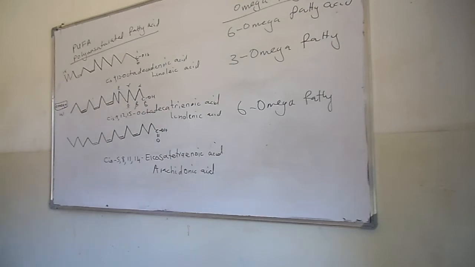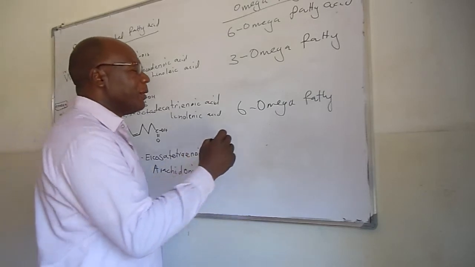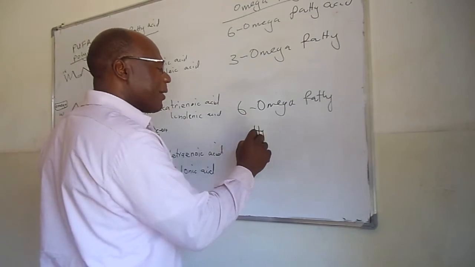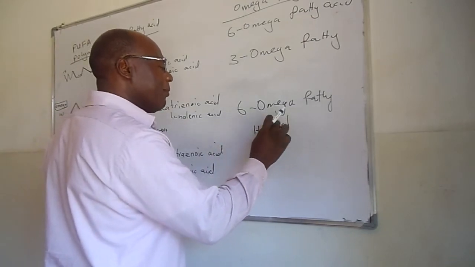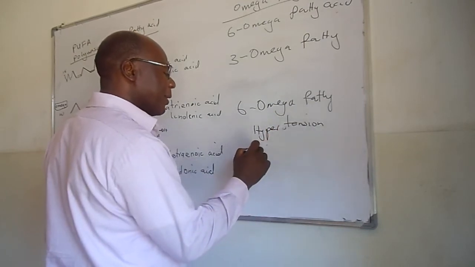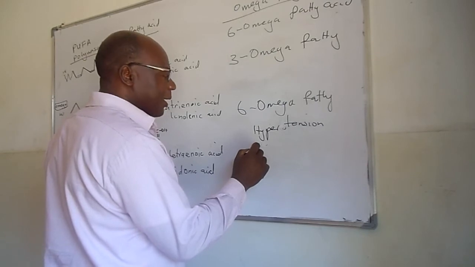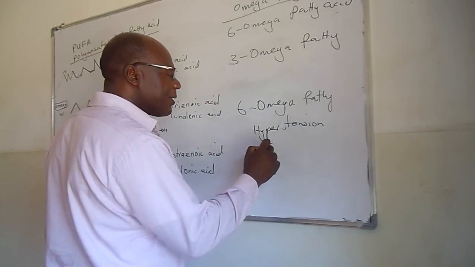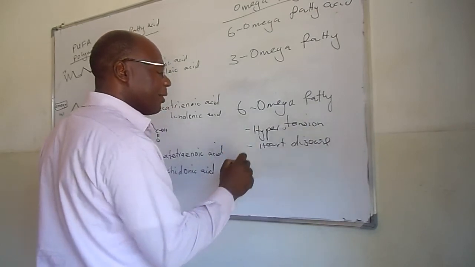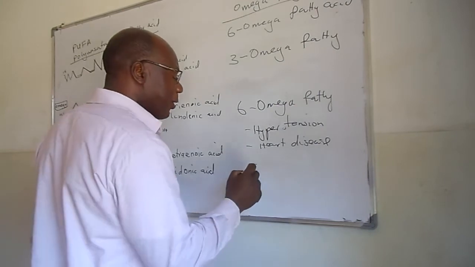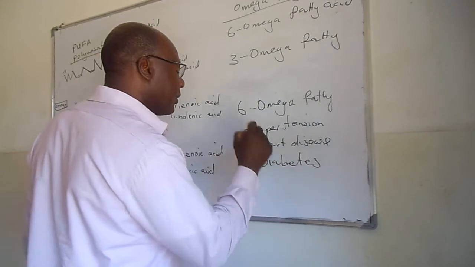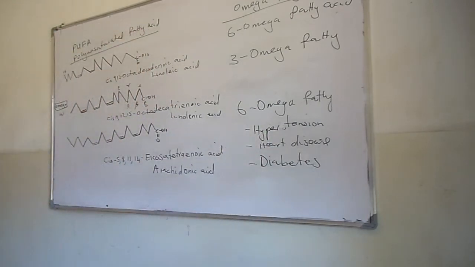Now omega fatty acids are very essential in our diet because they tend to prevent diseases such as hypertension. They are very good in prevention of hypertension. They are very good in preventing heart diseases. They are very good also in prevention of diabetes, just to mention a few.